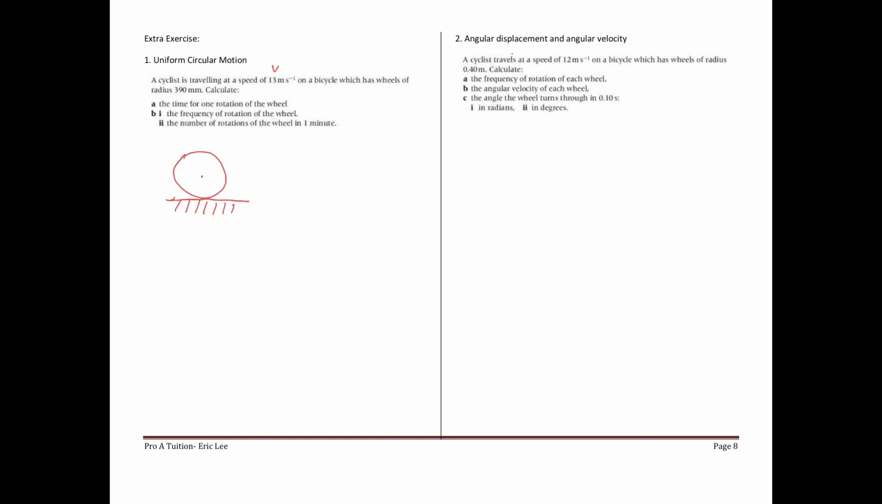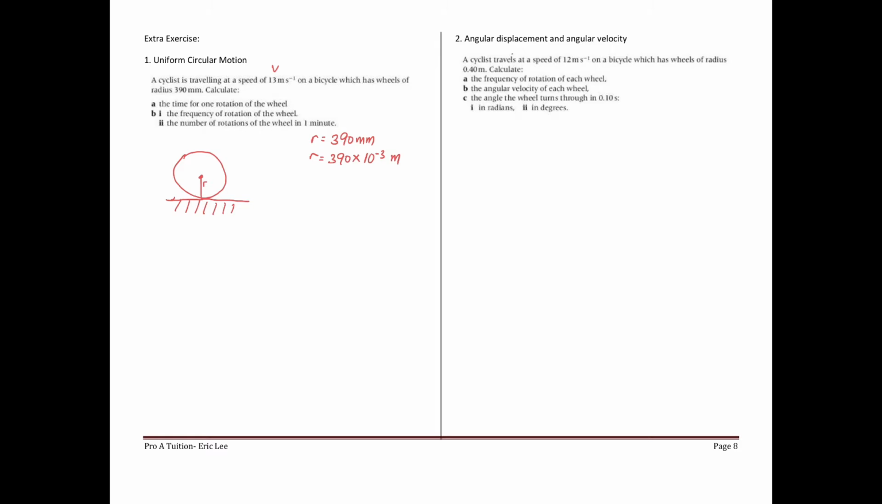This is the center of the circle. And the wheel has a radius of 390 millimeter. Okay, so let's say this is the radius, R, and we know that R equals 390 millimeter. In terms of SI unit, it should be 390 multiplied with 10 to the power of minus 3 meter. So this is the radius in meter.